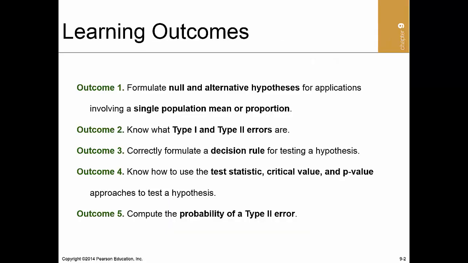After this series, you'll be able to formulate a null and alternative hypothesis for a single population mean and proportion. We'll cover type 1 and type 2 errors and formulate decision rules for testing the hypotheses. We'll also cover 3 approaches to test a hypothesis. And then we'll wrap up by actually computing the probability of a type 2 error.